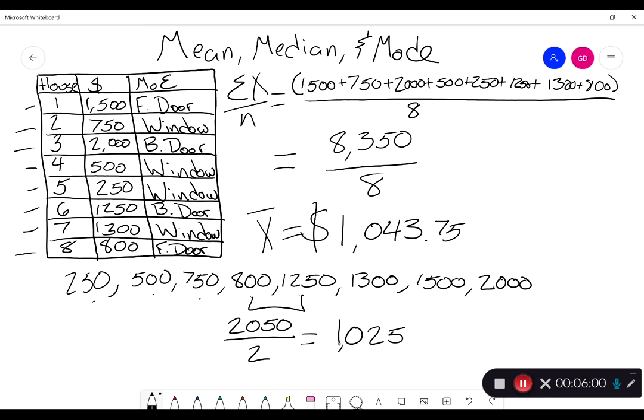So that's our halfway point to say from the residential burglaries, 50% of the houses had more than $1,025 taken from it, and it could be cash, jewelry, anything from the house itself stolen from that property. And it would have 50% also as less than that. So that's our barrier there.